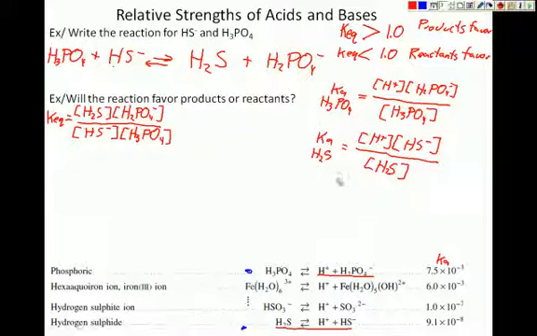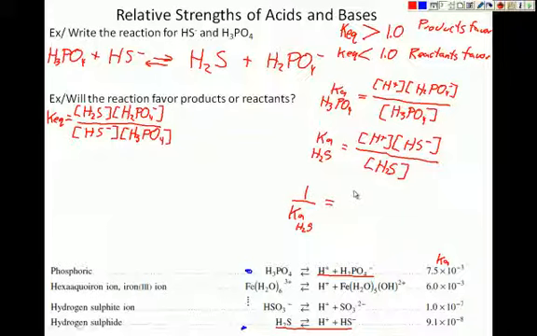So if we want to make this Ka value relate to our original reaction right here, we're going to inverse it, because this is products over reactants, but clearly H2S is on the top here, so I'm going to inverse it. So I'm going to go 1 over the Ka of H2S, and since I flipped this one, I'm going to also flip this one.